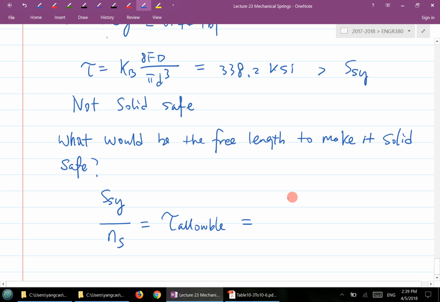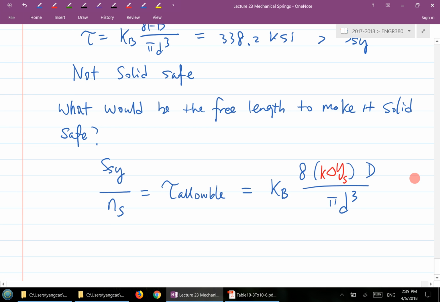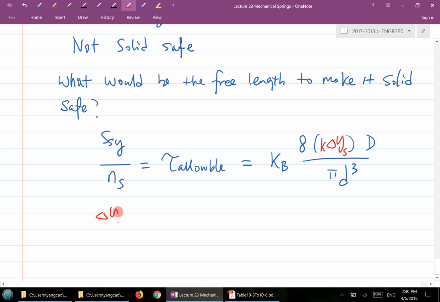If you let the allowable shear stress equal the actual shear stress, the actual shear stress is 8FD over pi d cubed. Here's a force F, and the force F is equal to the spring stiffness times the delta Y. But I'm not going to use the original delta Y, I'm going to use an updated deflection delta Y. Essentially, what is the maximum deflection you could have for this spring, given the allowable shear stress? You have all the parameters except delta Ys, so you can solve for it. The solution is 0.182 inch. That's the maximum deflection you can have.